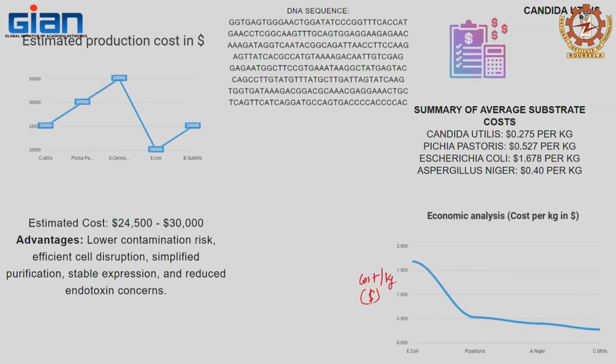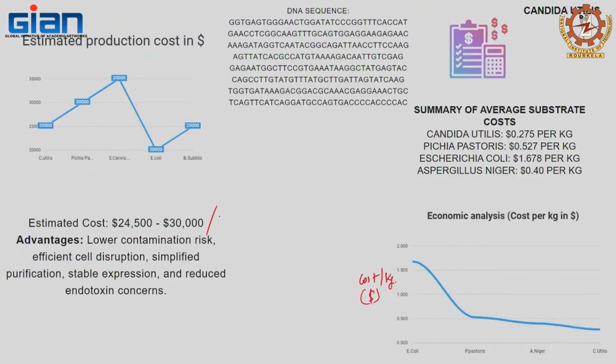Oh, thank you. Just a quick question. This is $24,500 to $30,000 per kg? Per 10,000. Per 10,000? 10,000 kg. For 10,000 kg? Yes, sir.